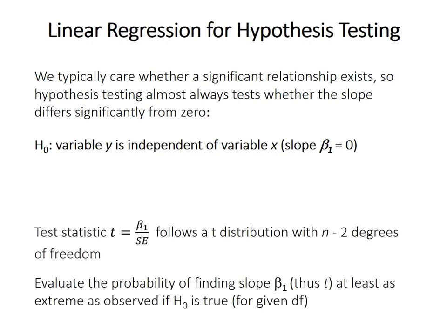So I won't go into a lot of detail, but briefly, the test statistic, the R squared, the coefficient beta 1 is converted into a t-value by dividing the slope by the standard error, and that value follows a t-distribution with n minus 2 degrees of freedom. So that tells us what to expect if the null hypothesis is true, so we can then evaluate the probability of finding a slope at least as extreme as observed if the null hypothesis is true, the null hypothesis being that the slope should be 0.